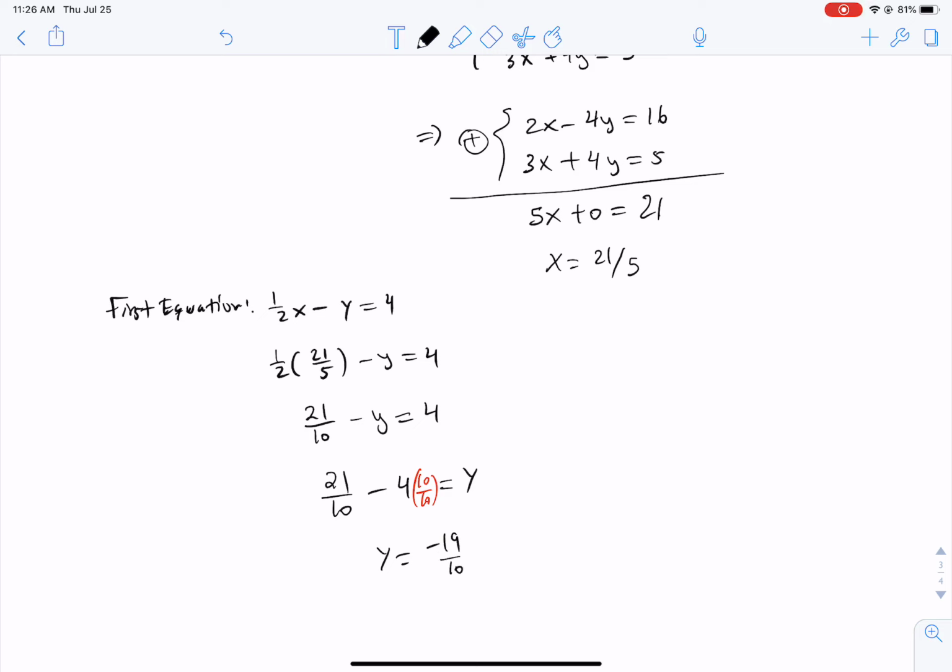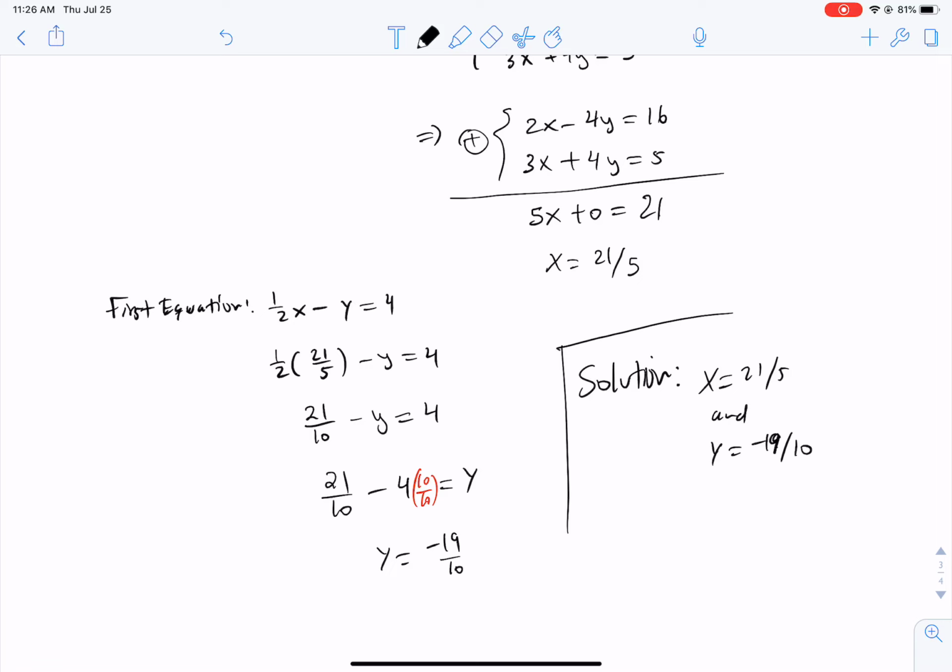But in this case, the solutions weren't so nice. But it's fine, right? So the solution is x equal to 21 over 5, and y is equal to negative 19 over 10, like that.